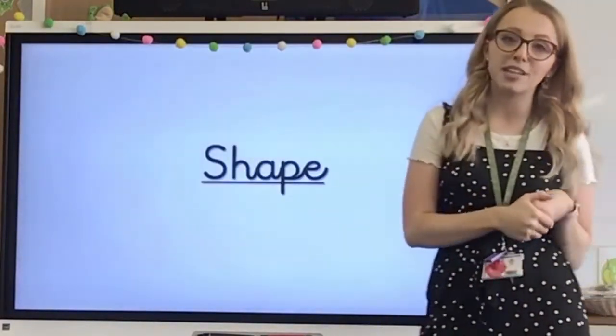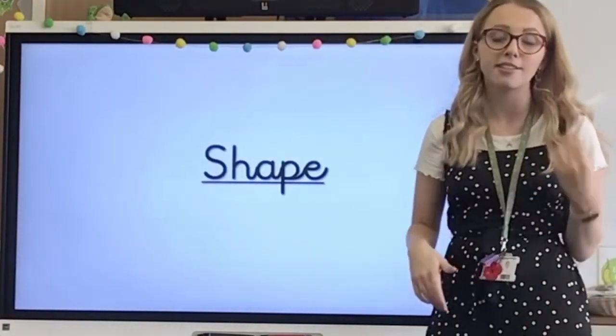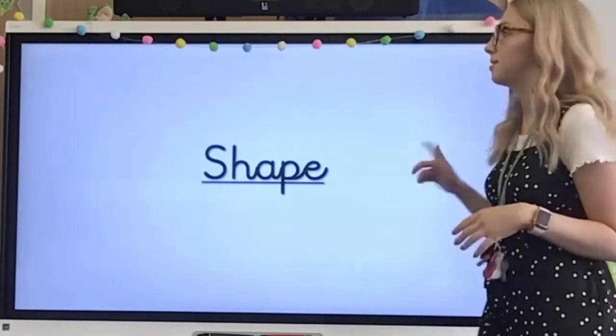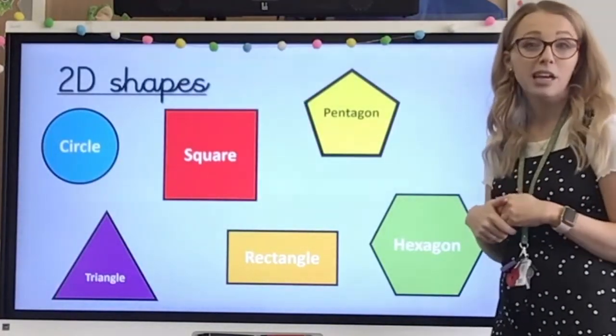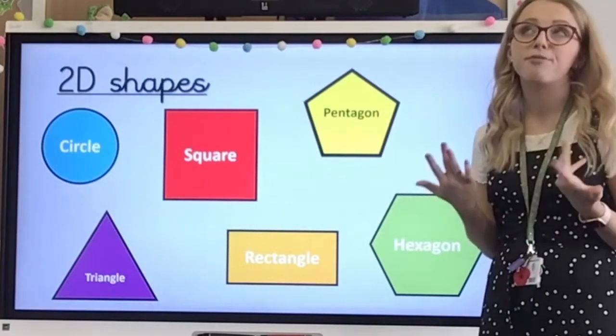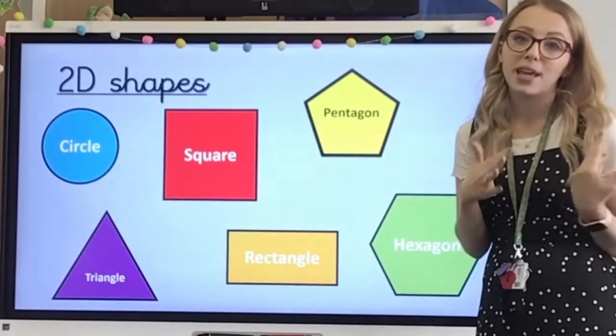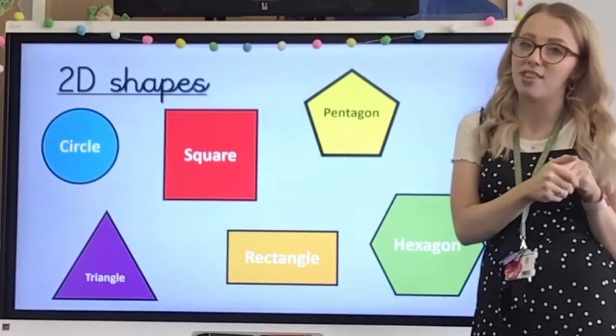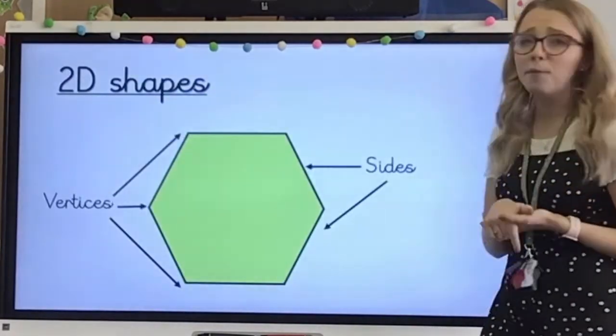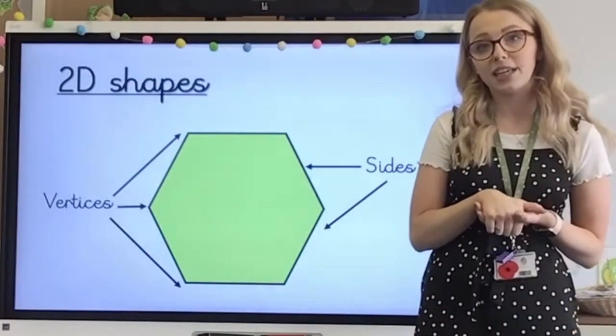The next unit we're going to be looking at is shape. We're going to be looking at both 2D and 3D shapes. Here are some of the 2D shapes we're going to be learning about in Year 2. The children are probably all very familiar with these from Year 1, but we're going to be consolidating that learning and extending it a little bit further. We're going to be learning about the properties of 2D shapes.